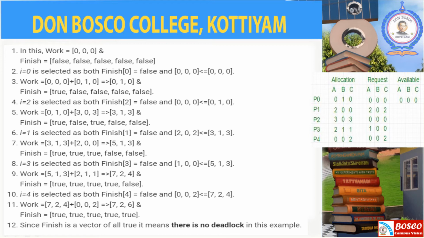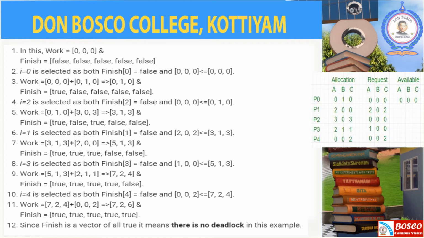Now the request is 2 0 2, and what we have available is 0 1 0. So the condition is false. So P1 has to enter into the wait state. So P1 goes to the wait state.